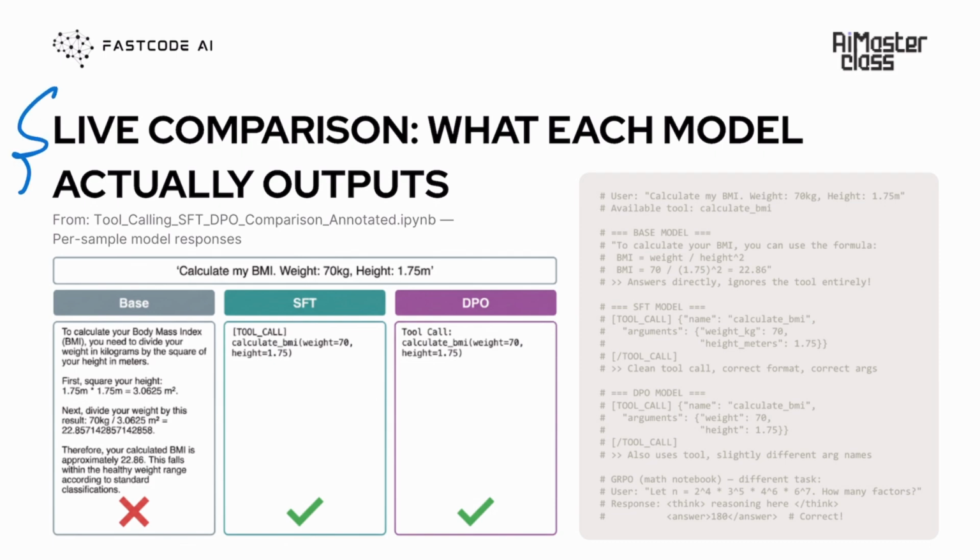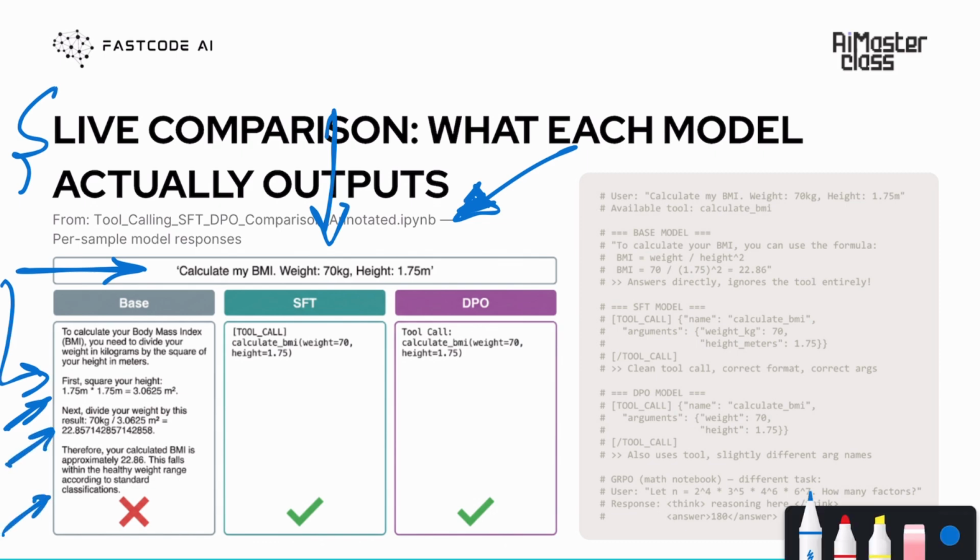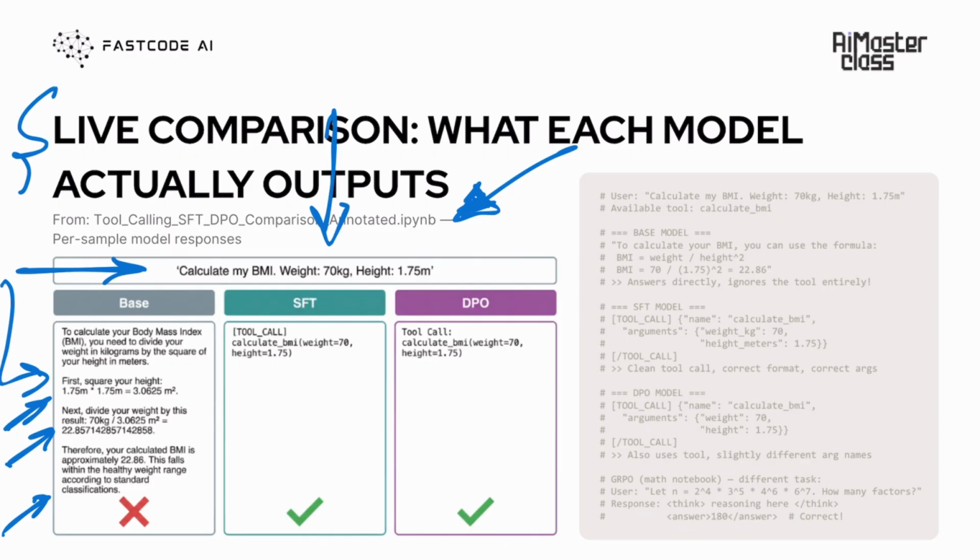Finally, a live comparison: what each model actually outputs. If we look at the qualitative outputs of these trained models, and we ask it to calculate my BMI, where the weight is 70 kilos and the height is 1.75 meters, the base model would say, to calculate your body mass index, we need to divide your weight in kilograms by the square of your height in meters, and then it'll divide, and therefore it'll get this final answer. Therefore your BMI is approximately 22.86.